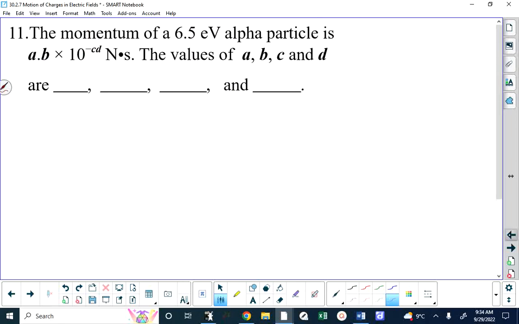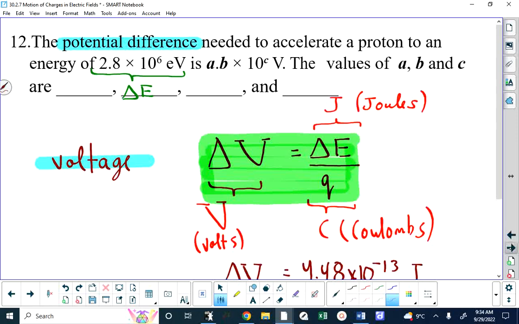We get 2.8, wow, we get 2.8 times 10 to the 6 volts. And the reason it makes sense is if 1 electron volt is the energy gained by 1 electron accelerated through 1 volt, then this many electron volts is the amount of energy gained by 1 electron accelerated through this many volts.